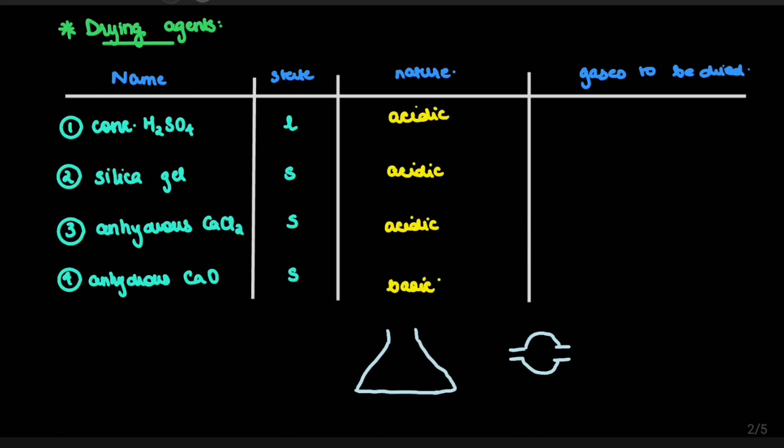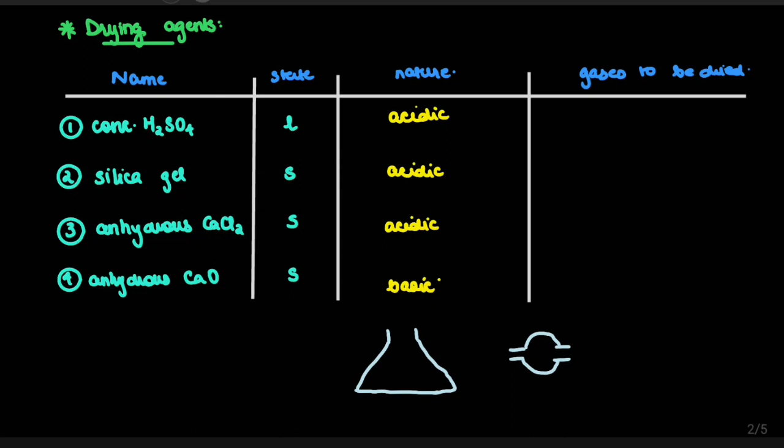Now, you need to know the nature. Whenever I'm talking about nature, I'm talking about whether they're acidic, basic, or neutral. Concentrated sulfuric acid, of course, is acidic. Same for silica gel and calcium chloride actually. However, calcium oxide is basic. Now, I left the last column empty because I wanted to fill it with you guys.